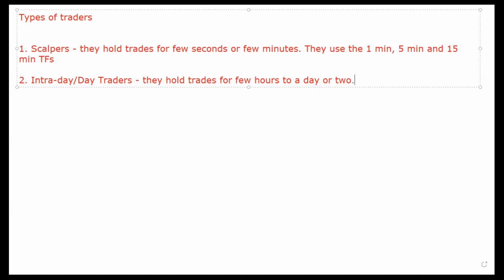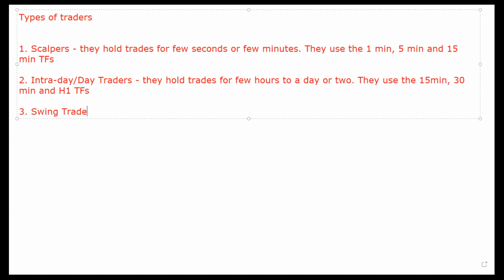So they use the 15 minutes, 30 minutes, and maybe 1 hour time frame for their analysis. So when you see somebody just looking at 15 minutes, 30 minutes, 1 hour alone, they are most probably intraday traders or maybe day traders. And then number 3, we have what we call the swing traders.